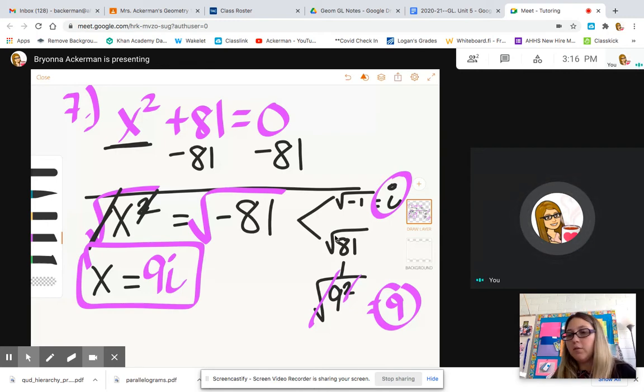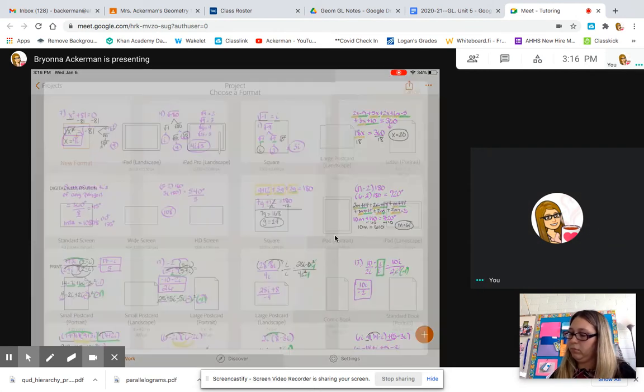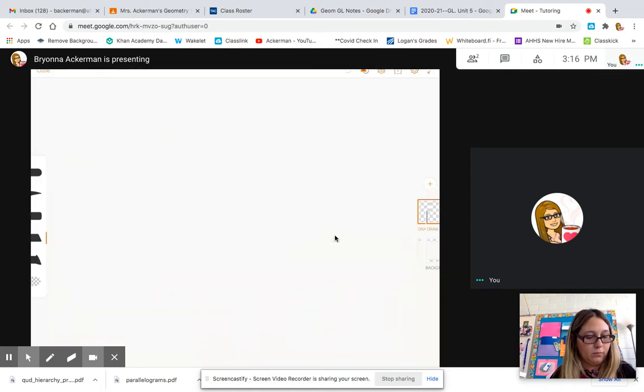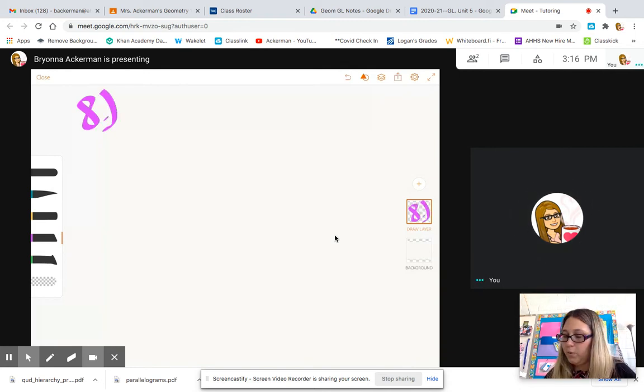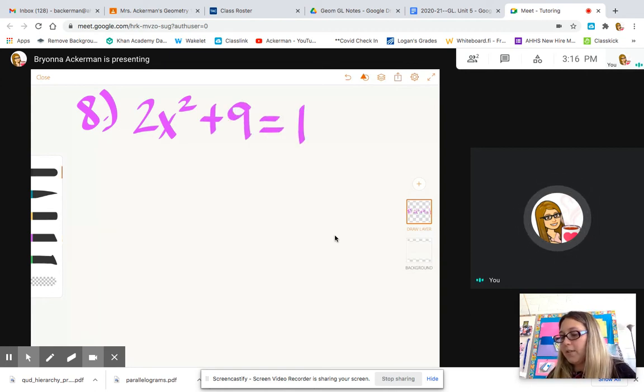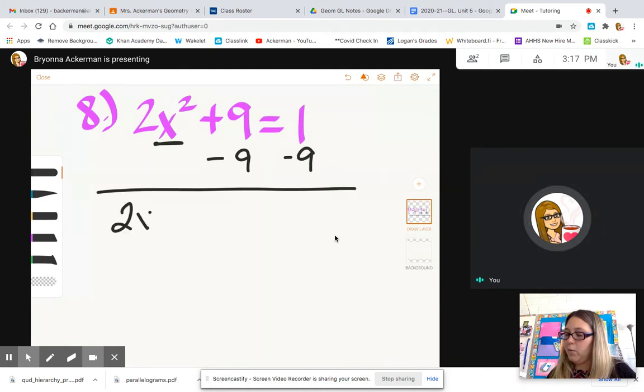Let's do one more, and then you can go ahead and practice on your homework 4. Let's do number 8, because 8 has a number with x squared. So we have 2x squared plus 9 equals 1. It's the same process. We still want to get this x all by itself, so we need to unravel it, and we're going to subtract 9 first. So we get 2x squared is equal to negative 8.